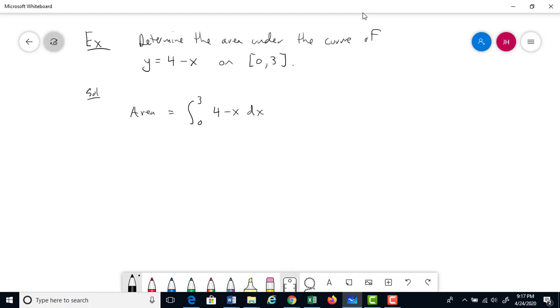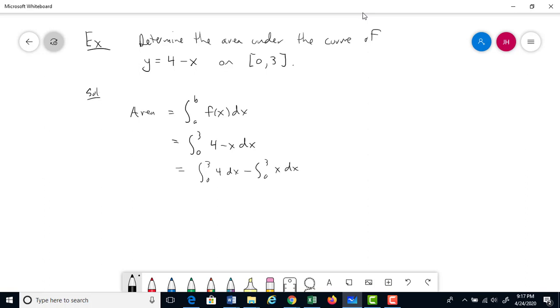So remember that the area is equal to the integral from a to b of f of x dx. So just filling in the blanks should be that first. So this is from 0 to 3 of 4 minus x dx. Now we don't have to worry about all those rectangles. We can just find its antiderivative. Now we know the integral of the difference is the difference of the integral. So this is going to be equal to the integral from 0 to 3 of 4 dx minus the integral from 0 to 3 of x dx.